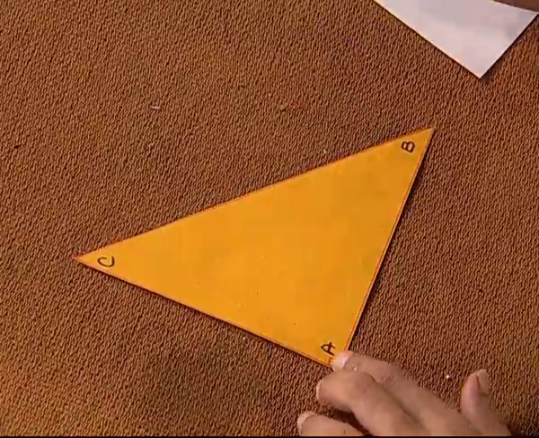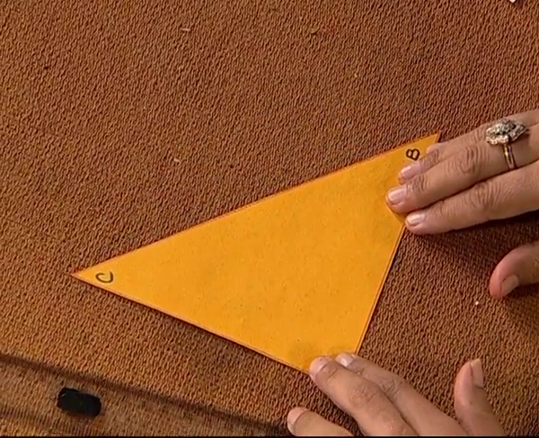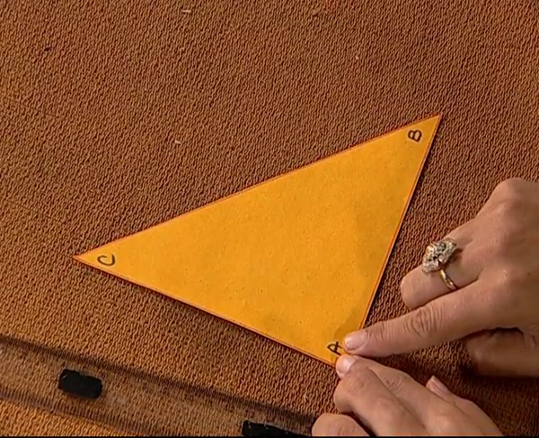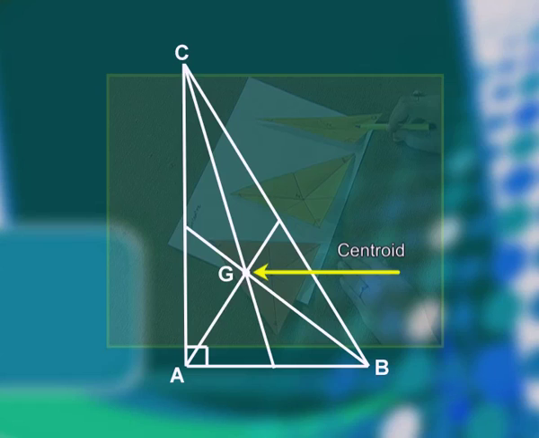Now we will take a right triangle. Here I have a right triangle ABC. By following the same process, we can find medians from the points A, B and C. Observe carefully that in right triangle CAB, the centroid G lies inside the triangle.